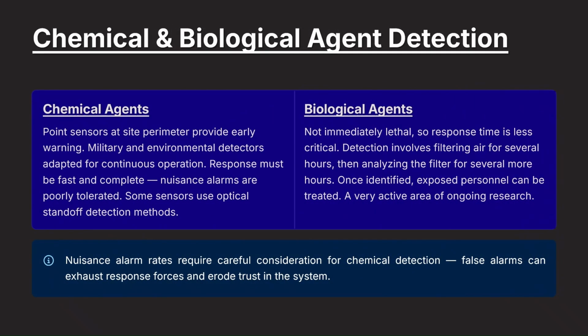Detection of chemical and biological agents is critical for high-risk environments. Chemical detection systems often use point sensors for perimeter monitoring, providing early warning. These systems must operate continuously and deliver fast, accurate results. Technologies include optical sensors and ion-based detection methods. Biological agent detection is more complex, as identification often requires sample collection and laboratory analysis, leading to delayed responses. A key challenge in both is managing nuisance alarms, as false positives can reduce confidence and strain response resources.